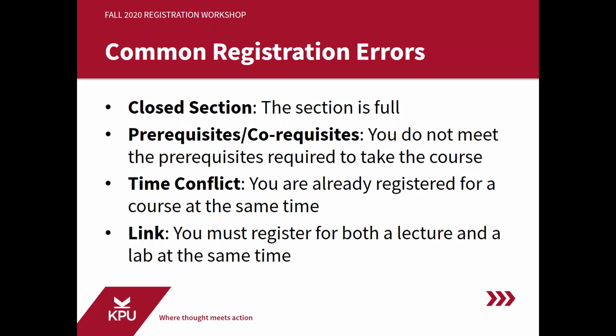And then the next error message that you might receive is called link. That usually happens when you're trying to register into a language class or into a science class. For example, if you're trying to register into biology or chemistry 1110, you might notice that there is a lab session that you also need to register. And there is a specific lab linked to the lecture that you want to register. So make sure you register into the lab session that is linked to your lecture.